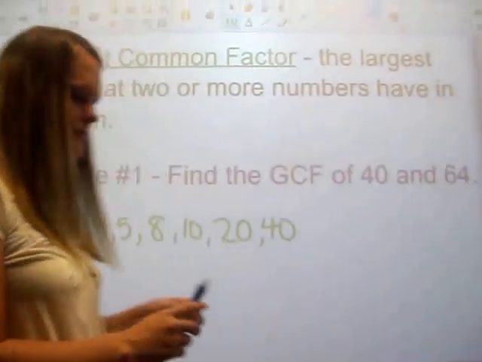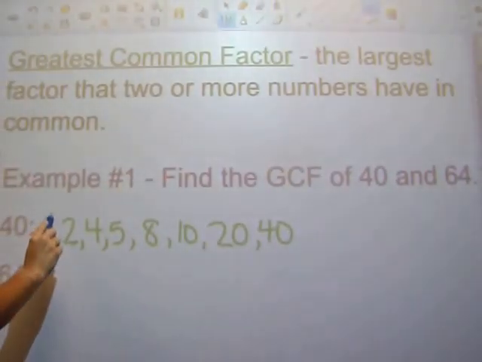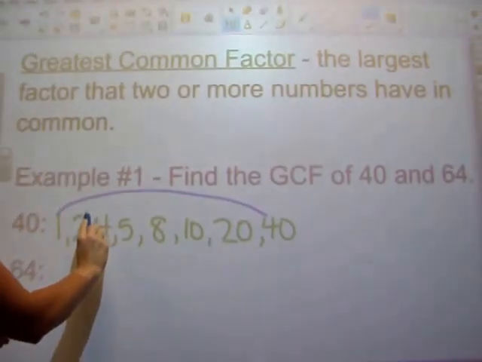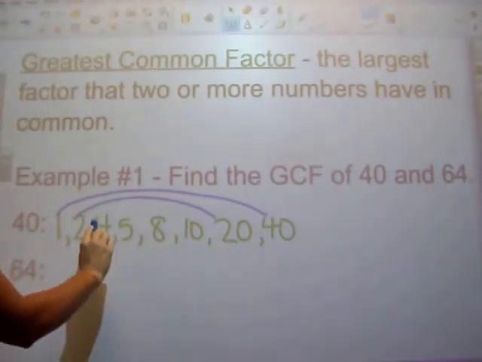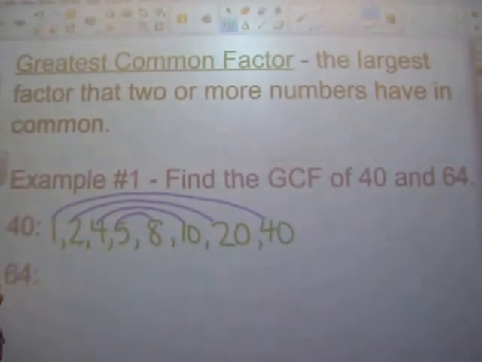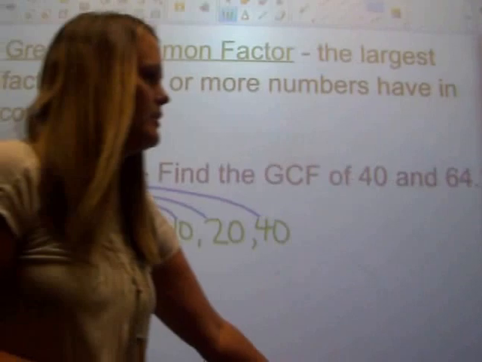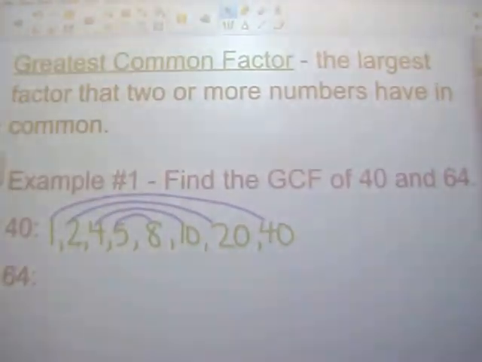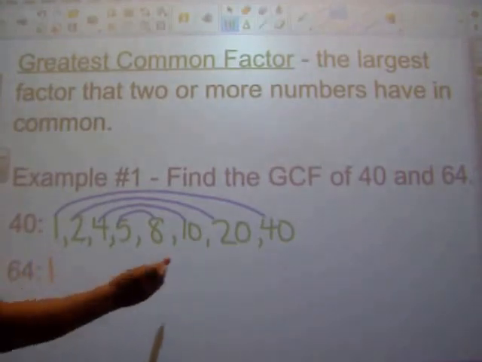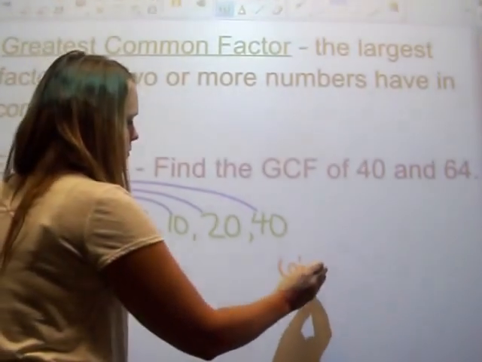Some people like to do a factor rainbow just to show that they got all the factor pairs. 1 times 40, 2 times 20, 4 times 10, and 5 times 8. Alright, now let's list the factors of 64. I have 1 times 64.